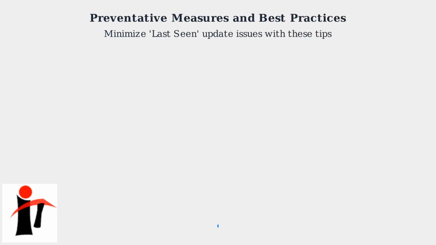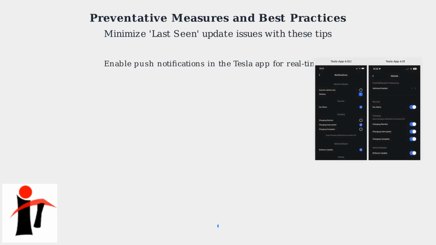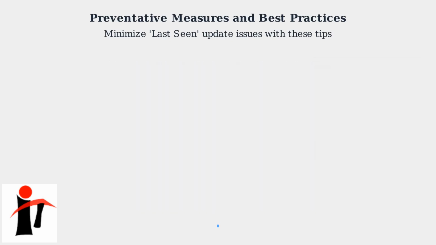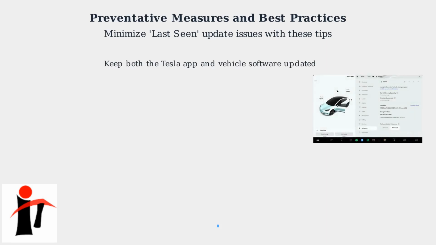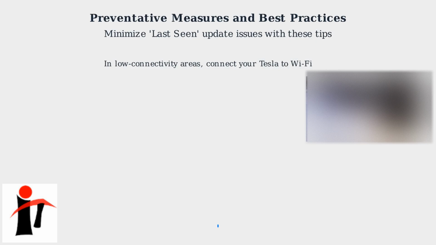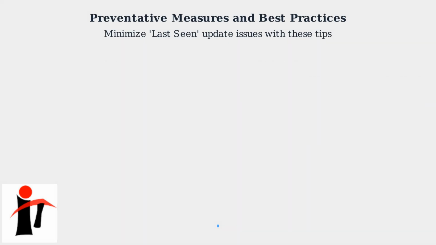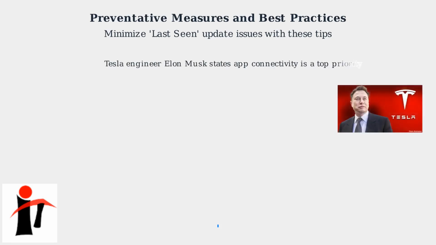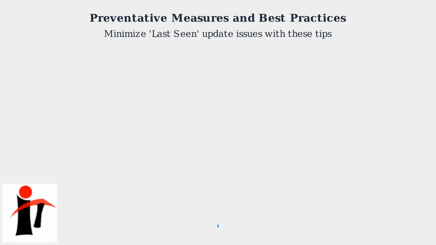To prevent Tesla app last seen issues, follow these best practices. First, enable push notifications for the Tesla app to receive real-time alerts about your vehicle status. Keep both the Tesla mobile app and your vehicle's software updated to the latest versions. Regularly clear the Tesla app cache on your phone to prevent temporary data issues. When in areas with poor cellular connectivity, connect your Tesla directly to a Wi-Fi network. As Tesla engineer Elon Musk has noted, improving app connectivity remains a top priority for the company.